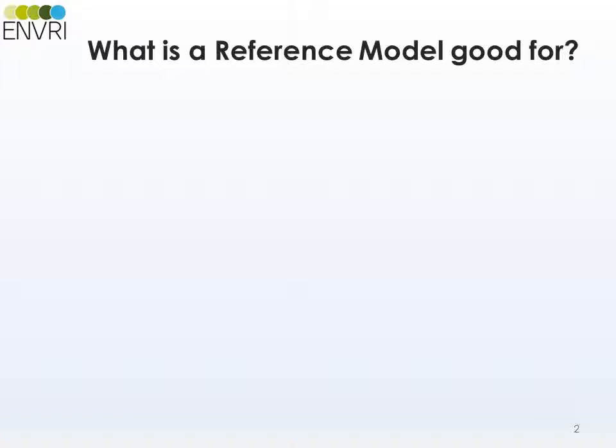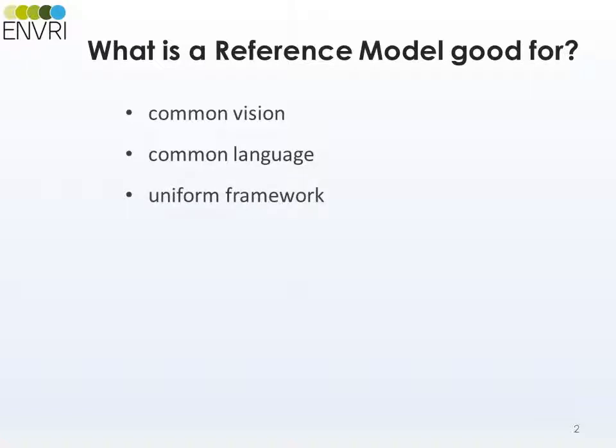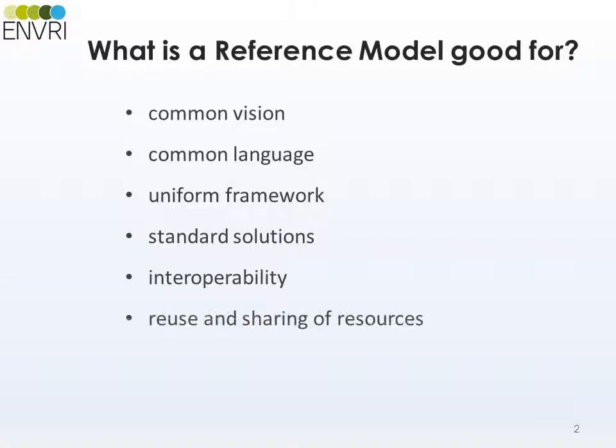The intention of the ENVRI Reference Model is to help a community reach a common vision, to provide a common vocabulary for communicating concepts, to provide a uniform framework into which components of different research infrastructures can be placed and compared, to provide standard solutions to common problems, to secure interoperability between different implementations of services, to enable reuse and sharing of resources and experience, as well as to avoid duplication of effort.